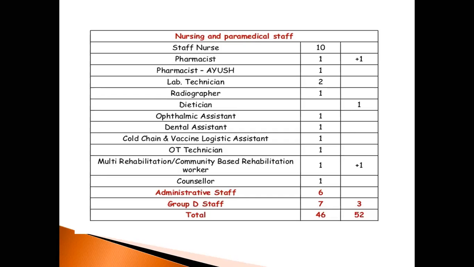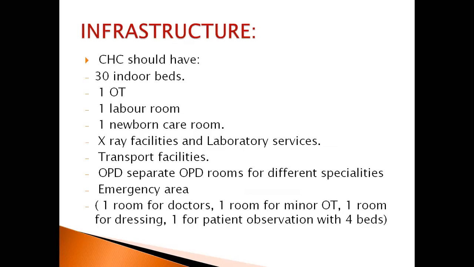As you can see here, we have more and more staff as compared to the PHCs also, because here they will have more services. So what is the infrastructure in a community health center? The setting should be in such a way that at least 30 beds should be there. At least 30 indoor beds should be there.